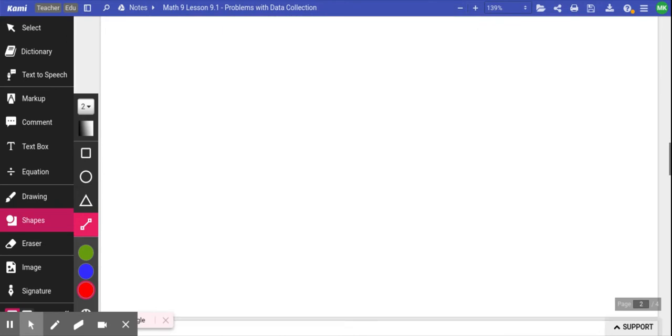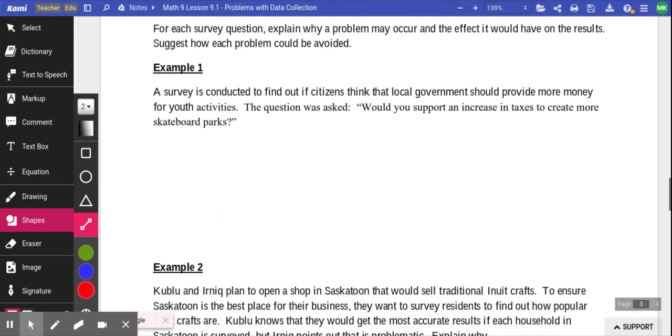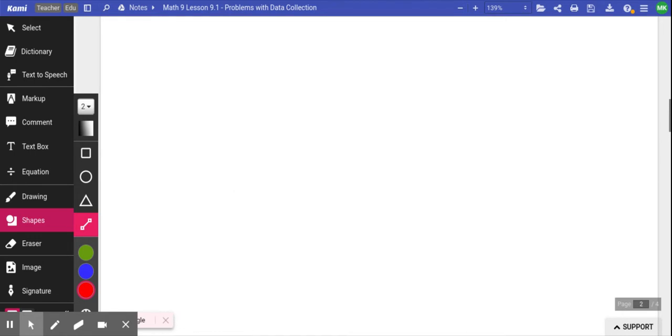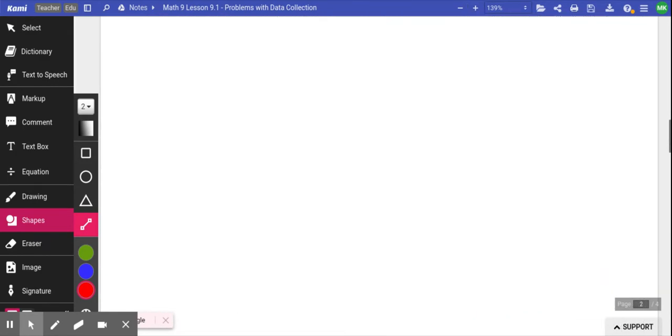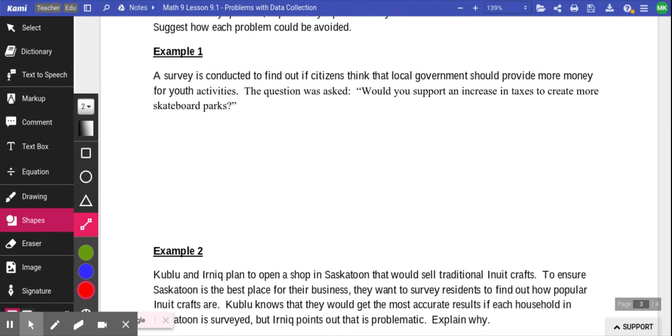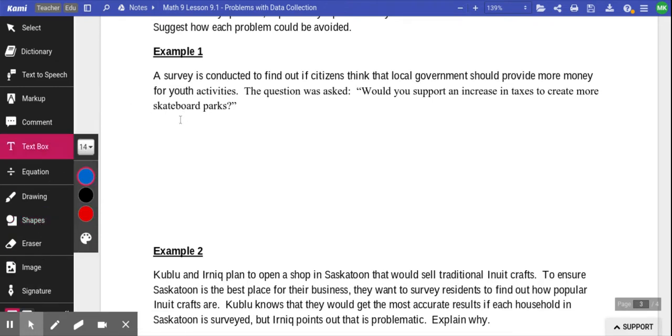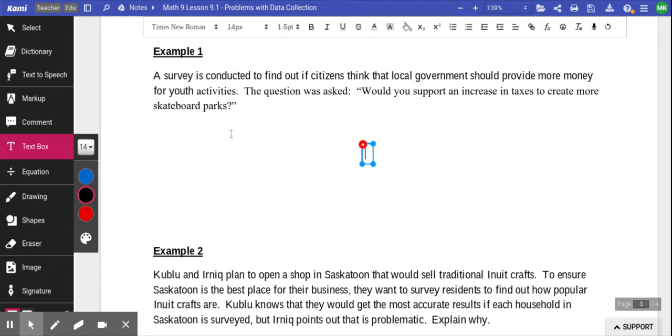Awesome. We're going to look at some questions here, and we're going to talk about what might be wrong with this survey, and just discuss one of these words or definitions when looking at these questions. So the first question says, a survey is conducted to find out if citizens think that local government should provide more money for youth activities. The question was asked, would you support an increase in taxes to create more skateboard parks? Okay, what is wrong with this question? Why is it not a good question for a survey?